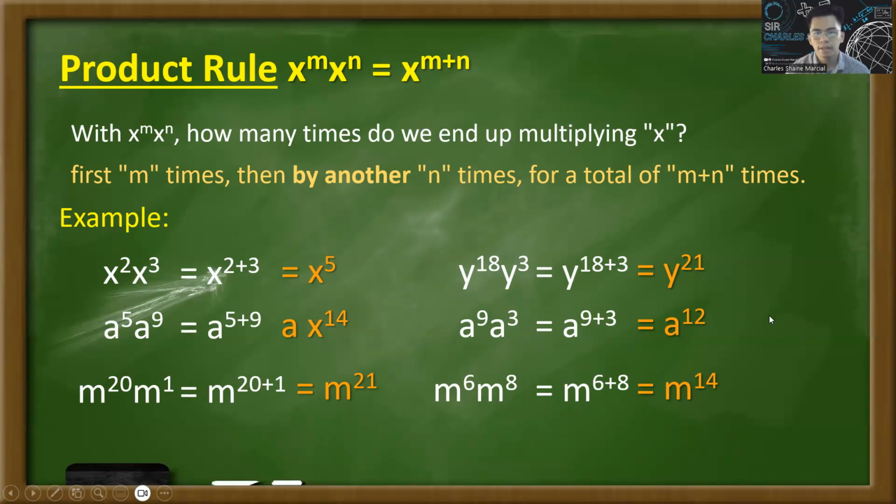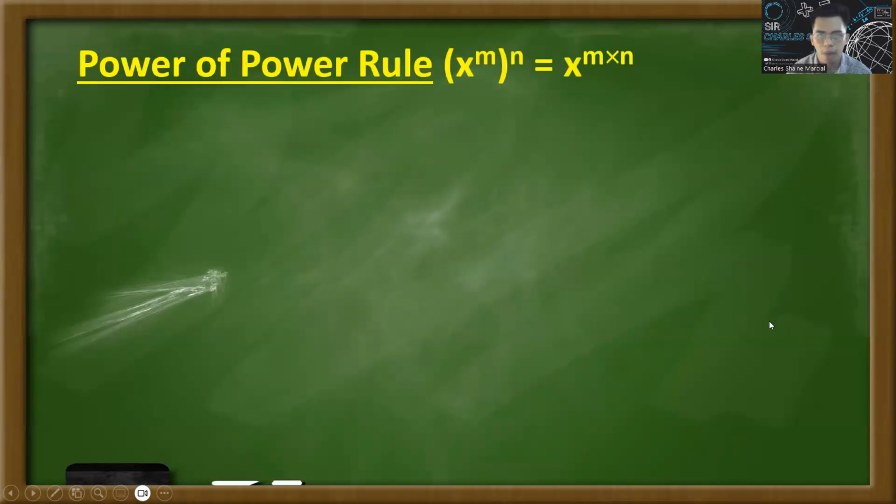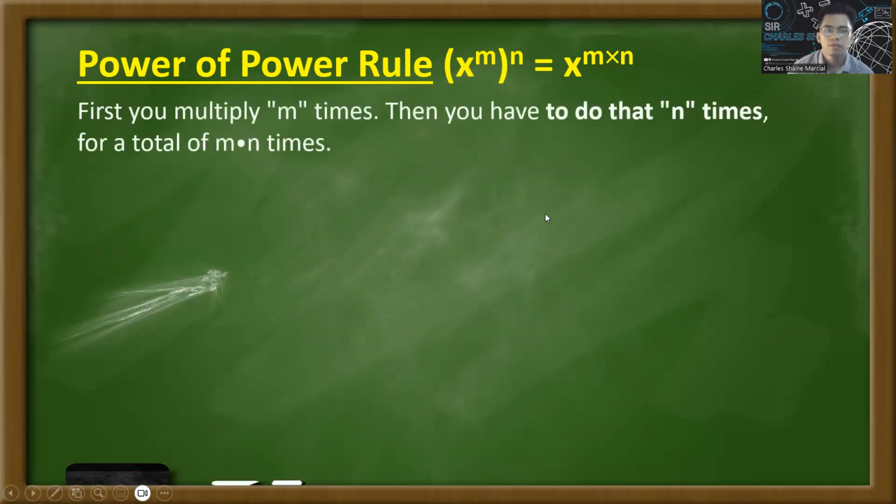Now, look at the difference dito sa next natin, the power of power rule. Okay? Bakit natawag na power of power rule? Kasi may nakikita tayong power dito, tapos meron pang power sa labas. Or in other words, meron na tayong nakikitang exponent, meron pa siyang exponent sa labas. So, ibig sabihin kapag ganito, imumultiply natin yung exponent. Okay? First, we multiply the m times, then you have to do that n times for a total of m times n.